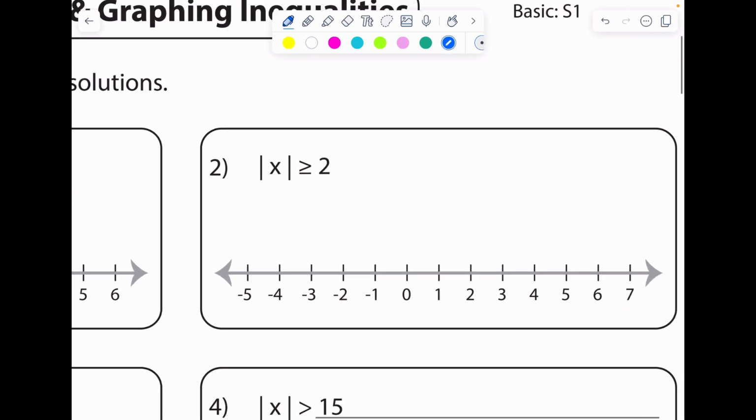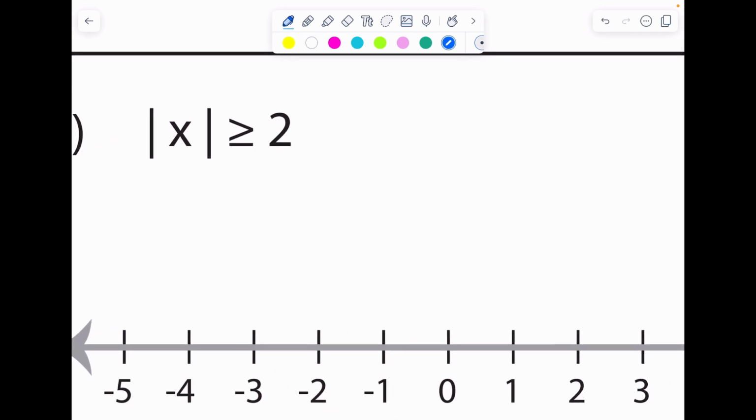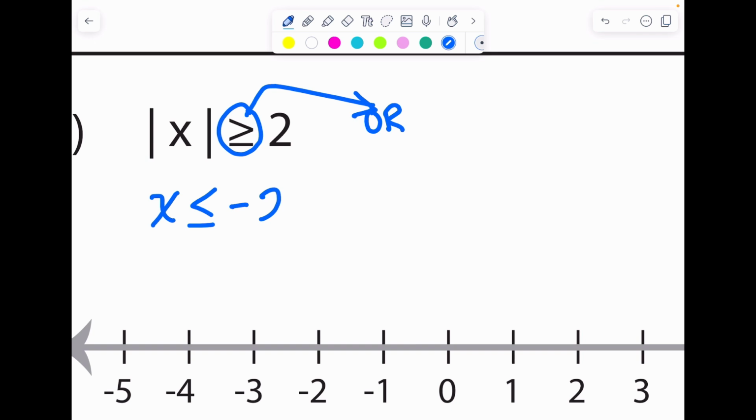Alright, next up we see the absolute value of x is greater than or equal to 2. So we're going to be working on an OR statement. Greater than creates an OR statement, so that means I'm going to say that x is less than or equal to the negative version of the number, or x is greater than or equal to the positive version. Notice that I used the same type of symbol since this said or equal to. Everything else has to say or equal to as well.